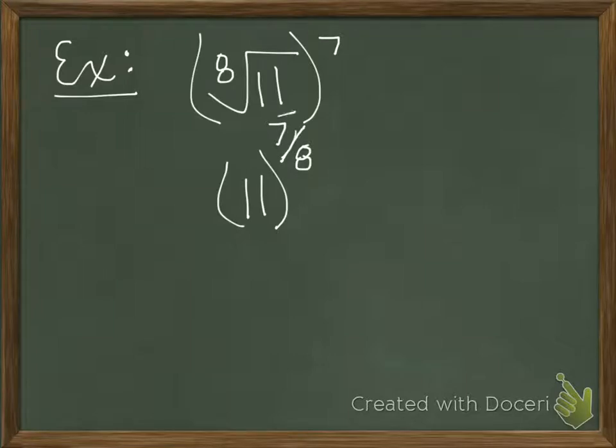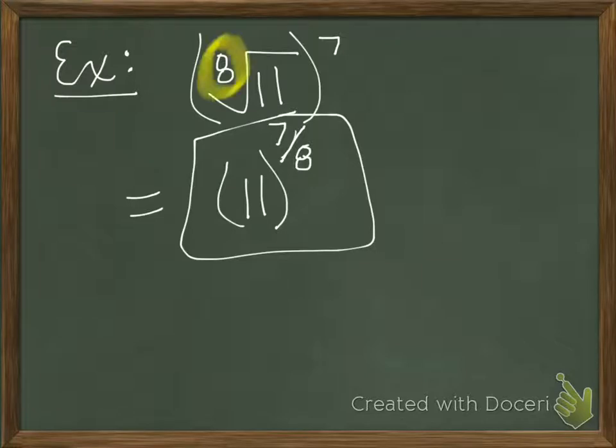11 to the 7/8 power. Because my root was 8, so it went in the denominator, and 7 is my power, so it goes in the numerator. So it's 11 to the 7/8 power. That may seem strange. It may not seem like something that you've seen ever before.